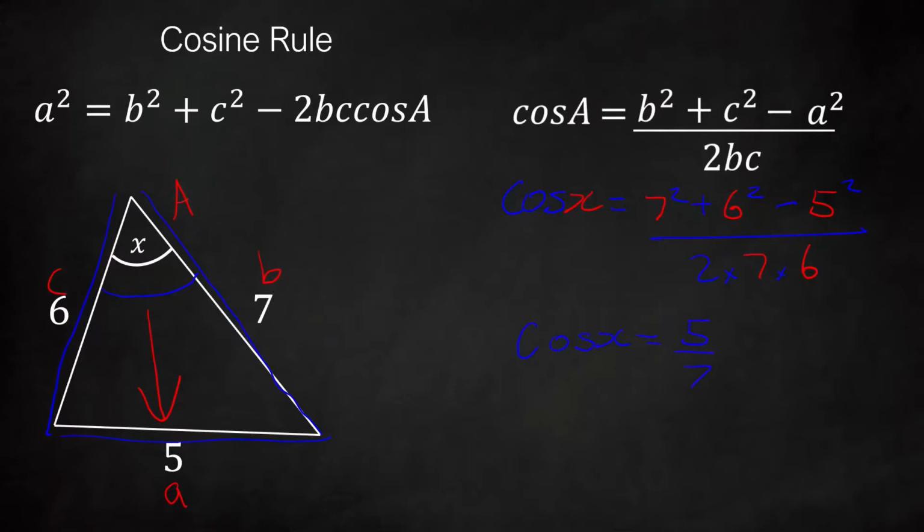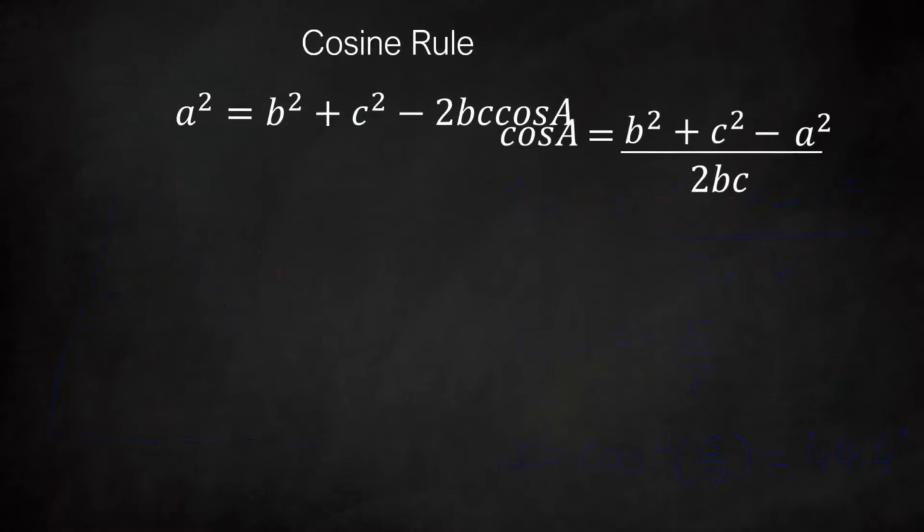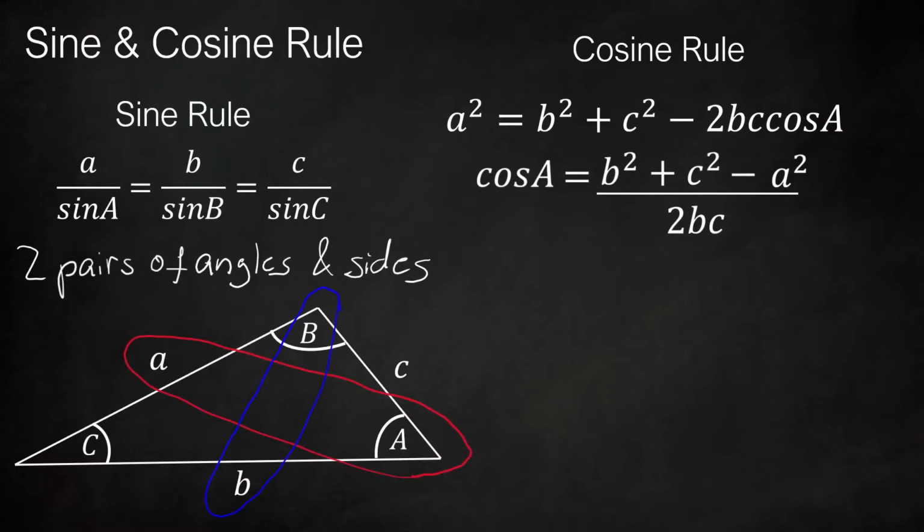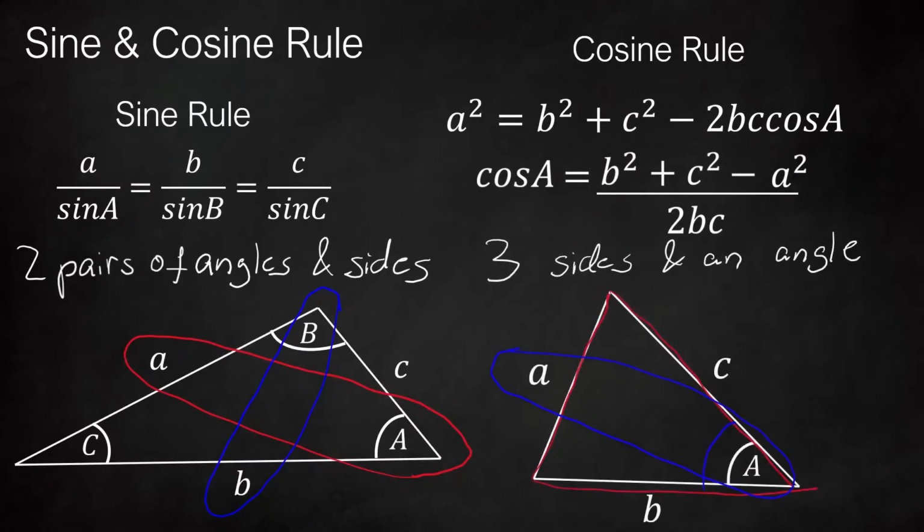And again, we don't want cos x, we want just x on its own. So to get x, you just take the inverse cos of 5/7, and you put that in your calculator, it comes out to be 44.4 degrees. So let's bring that all together. We use the sine rule when we've got two angle and side pairs. And we use the cosine rule when we've got three sides and an included angle.